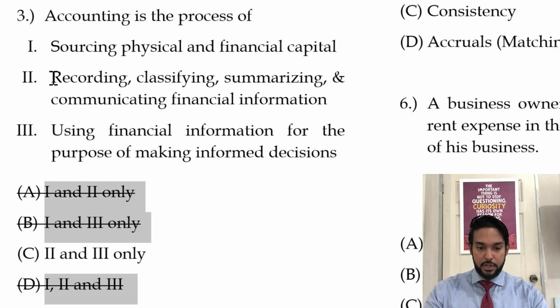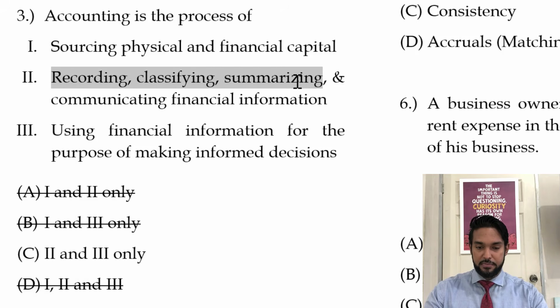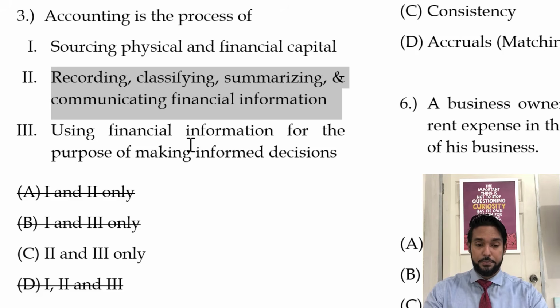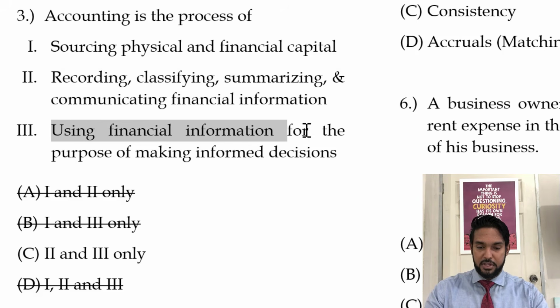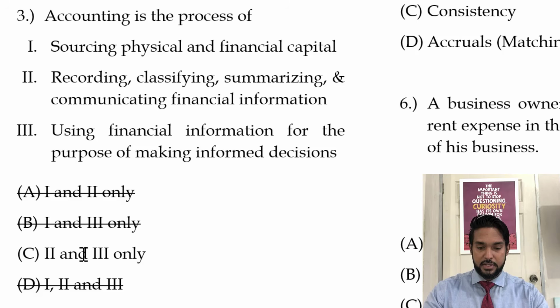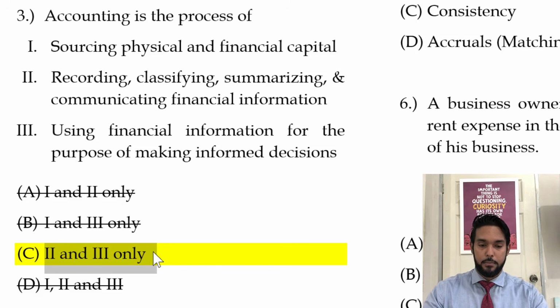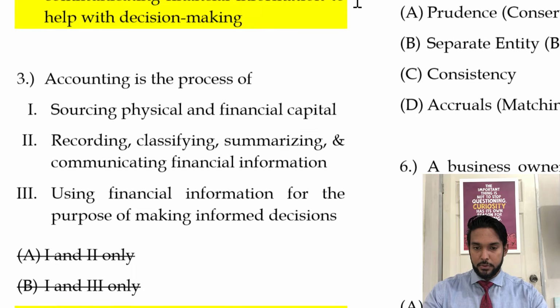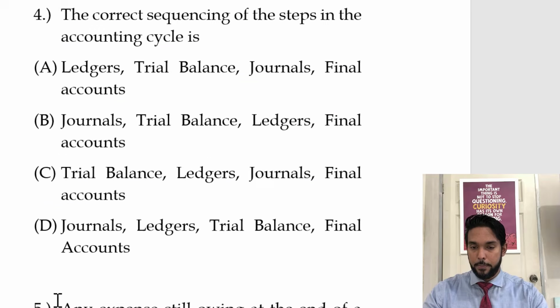So item 2 says recording, classifying, summarizing, and communicating financial information. So yes, that is good. Item 3, using financial information for the purpose of making informed decisions. Yes, so 2 and 3 I would definitely agree with. All right, so let's highlight that. Boom. Okay, so let's take a look now at question 4.